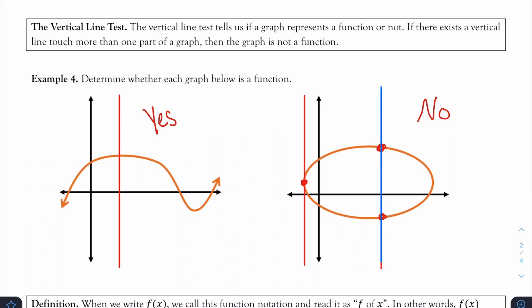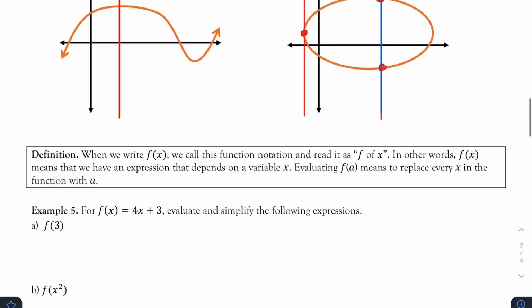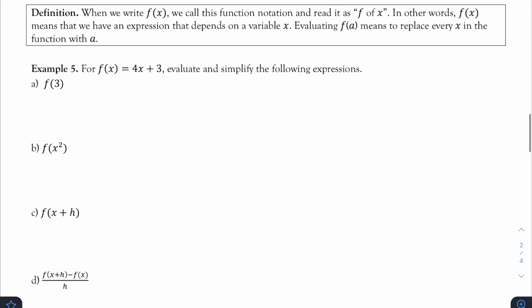Now that we're familiar with what a function is, let's introduce this new idea called function notation. We write it as f of x. Again, we read this as f of x. This is called function notation. Whenever we write f of x, this means that I can write an expression that depends on a variable x. In other words, I might have f of x equal to some expression that only involves x's and numbers.